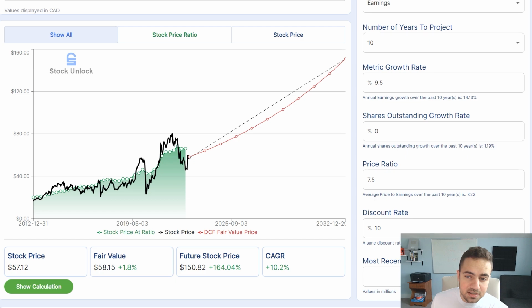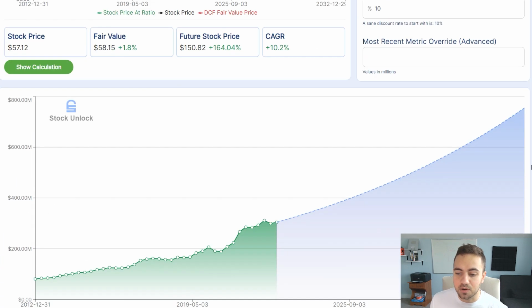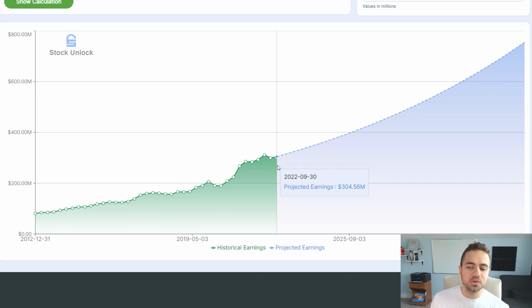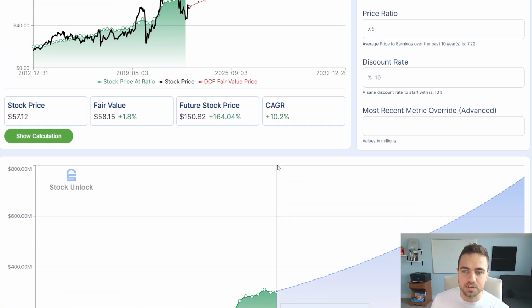So this is basically right here what the market is projecting for Equitable Bank over the next decade: 9.5% growth to their earnings annually, no dilution, and a price ratio of 7.5. Now, if we scroll down, we can see that this means that Equitable Bank would be producing earnings of about $754 million by the end of 2032 on an annual basis. The company today is producing about $304 million in annual earnings, and honestly, I think that they're going to more than double this, and their growth is going to be pretty significant over the next decade.